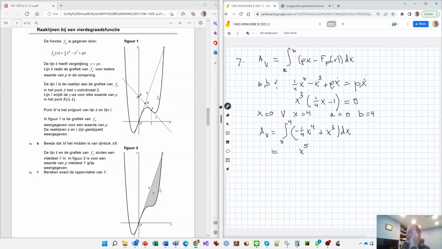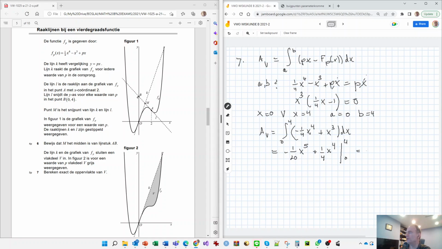I get a 1 over 5 if I do the derivative, so I get a 5 if I do the derivative, so I need to compensate by having a 1 over 5 times minus 1 over 4, so I get a minus 1 over 20. And here the same, I'll get some power 4, and I need to compensate for that by having 1 over 4, so I get this coefficient 1 here. And this is between 4 and 0.